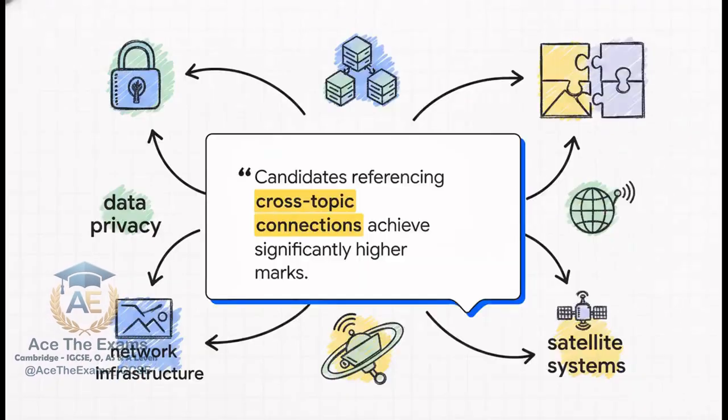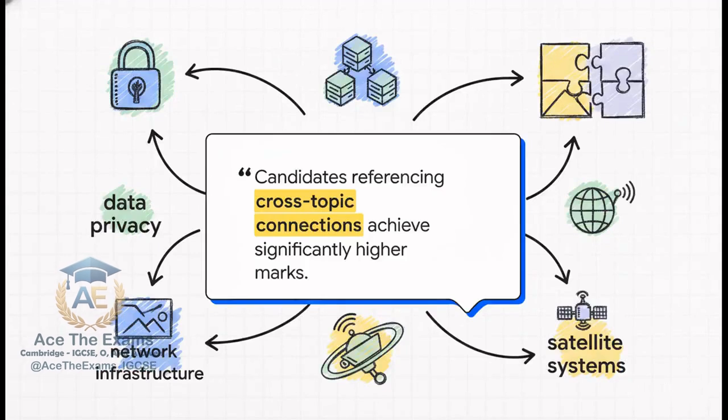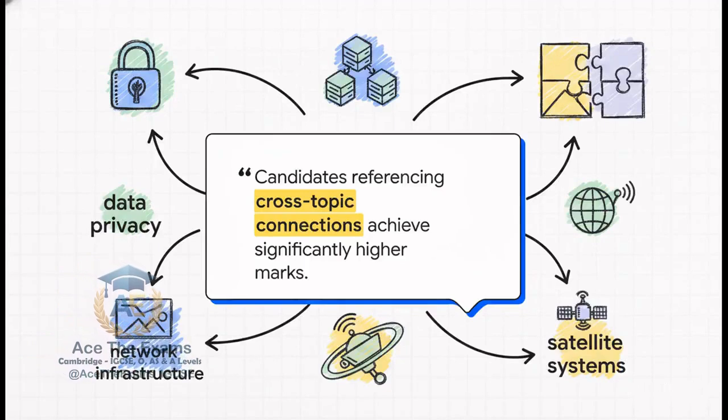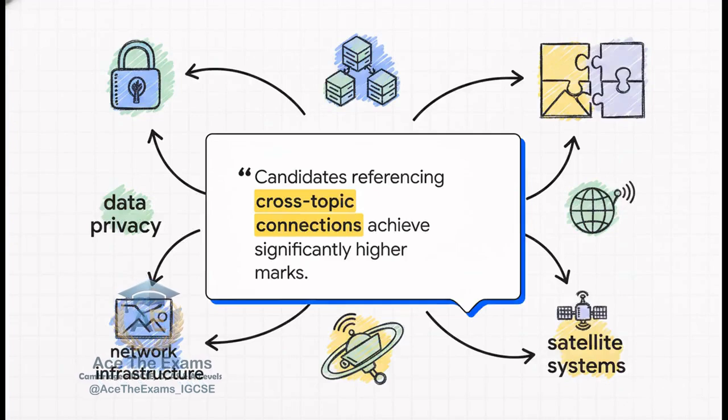So, the crucial point is right here on the screen. This is an insider secret, a direct quote straight from the principal examiner reports. It says, candidates referencing cross-topic connections achieve significantly higher marks. What does that actually mean for you? It means you literally cannot look at a surveillance question in isolation. You have to connect it.